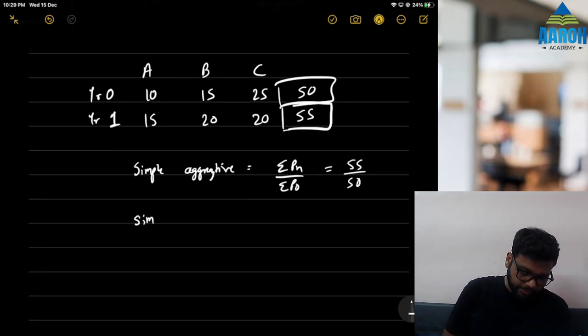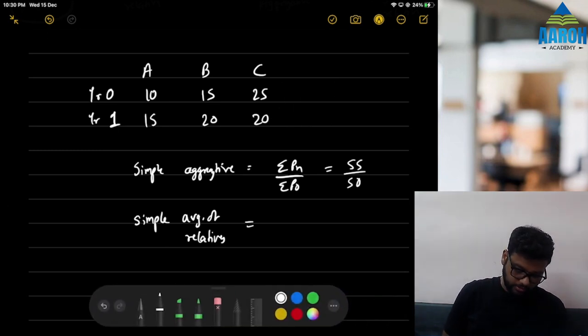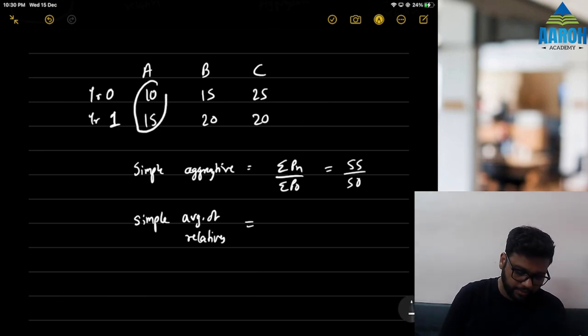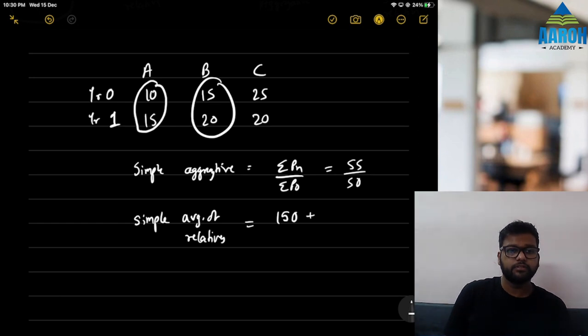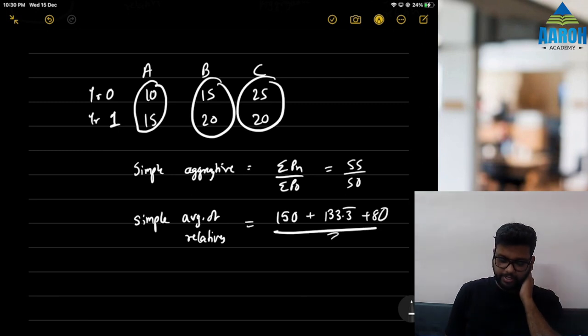If we want simple average of relatives, can anyone tell me what do we do? Okay, we don't take total, we calculate individual index number. What is index number of A? 15 by 10. Okay, 15 by 10, will it be 150? Correct. What will be index number of this? 20 by 15, is it 133.333? Yes, sir. And this 80. We take average, that's it.